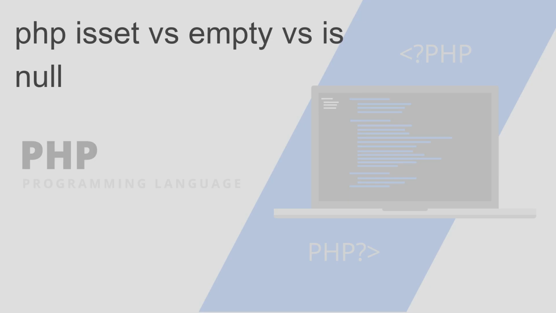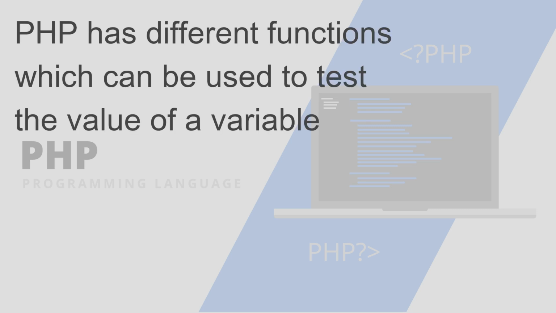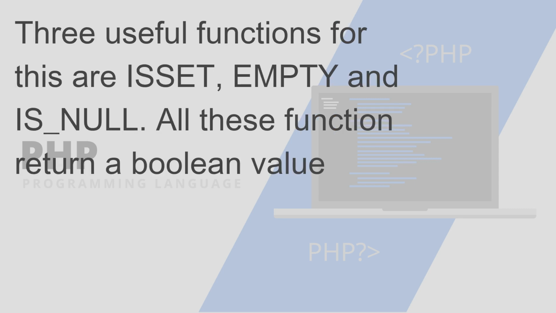PHP isset vs empty vs is_null. PHP has different functions which can be used to test the value of a variable. Three useful functions for this are isset, empty and is_null. All these functions return a Boolean value.